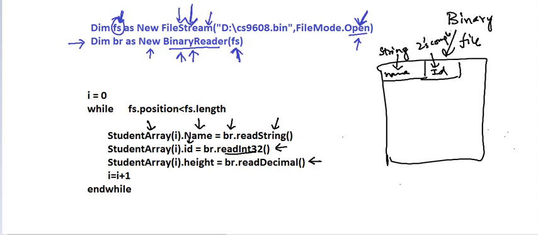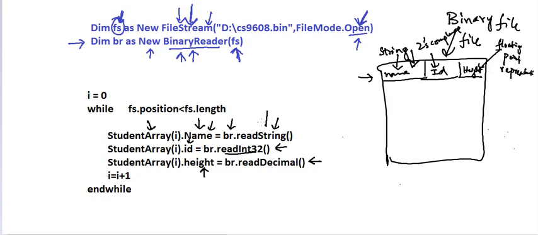So this gets saved in its internal representation, which is 2's complement, and then there is the height, a decimal value. If we were trying to save a height in the binary file, this would get saved in a floating point representation. So you should understand that when we are writing data into a binary file, it gets saved in its internal representation.